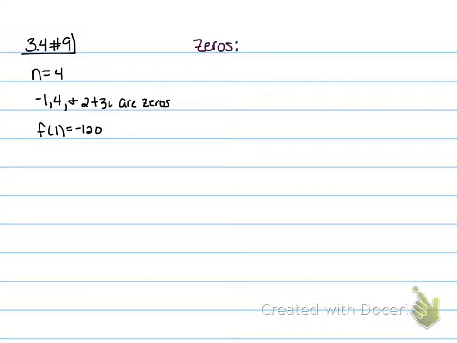So they told me that it was -1, 4, 2 plus 3i, but remember, since we have an imaginary number there, its conjugate is also a zero, which means you change the sign in front of the i. So that means that 2 minus 3i is also a 0. So now we have 4 zeros.